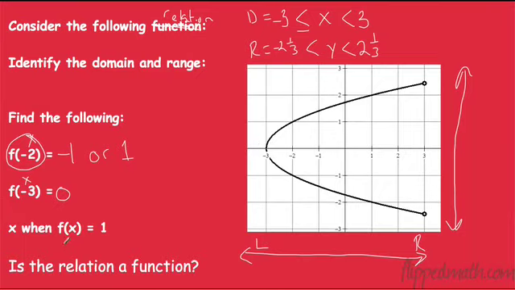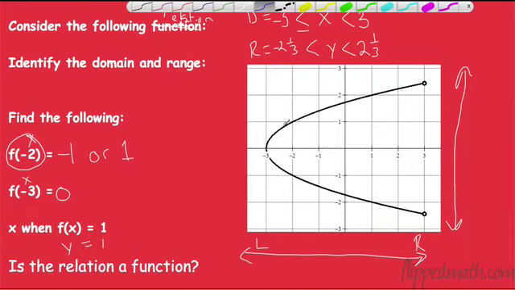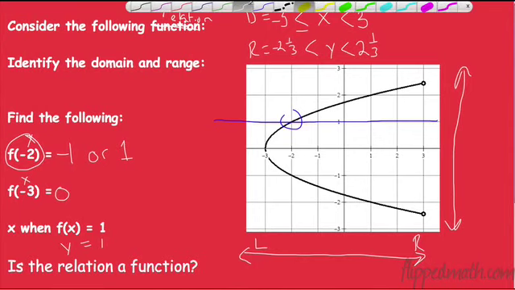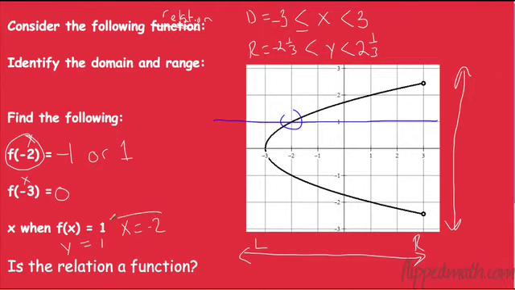Now this is asking the opposite. This is asking like y equals 1. So if you think about this, here's y equals 1, the line y equals 1. And where does that touch the graph? Right here. All right, and what's that value? Y equals 1 is at negative 2. So x equals negative 2.